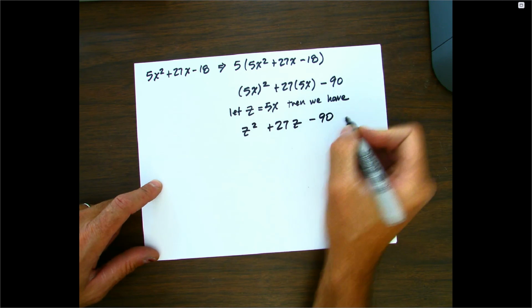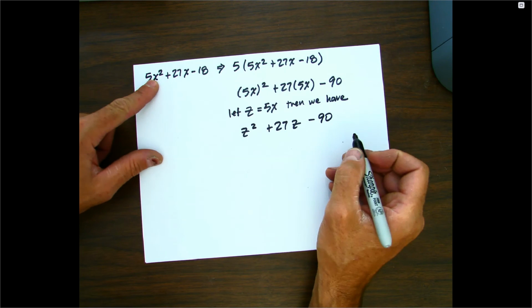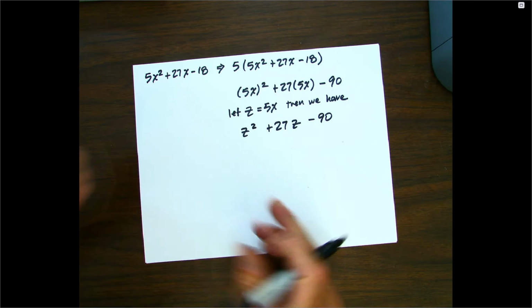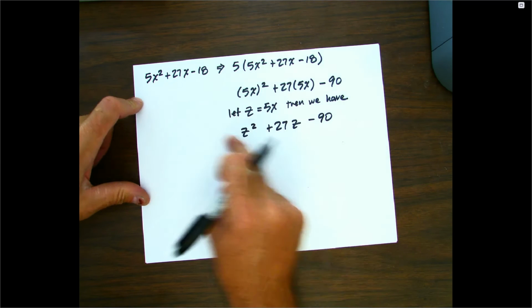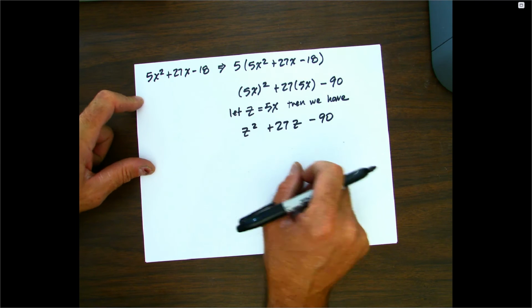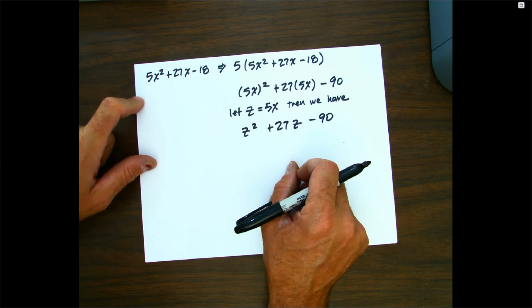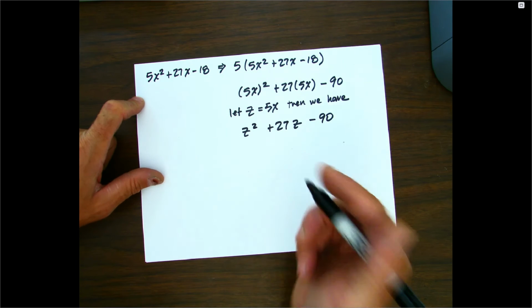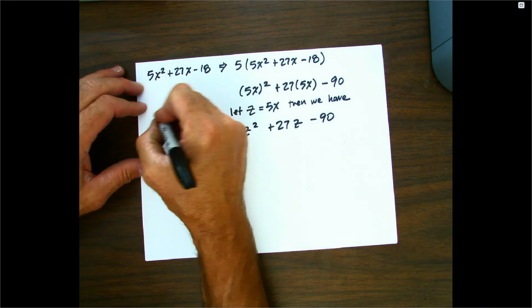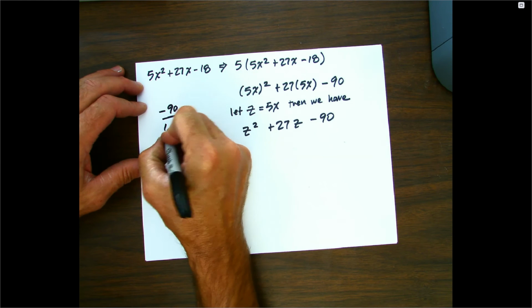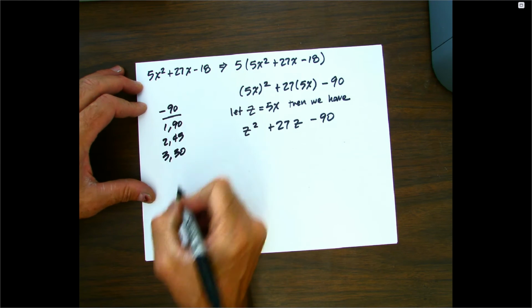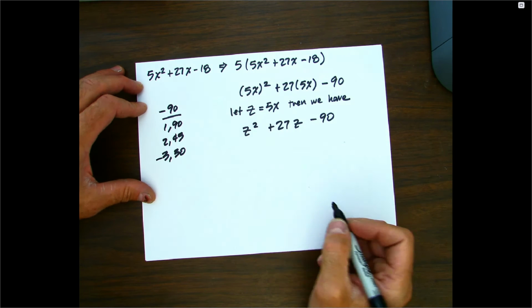So I think this is a pretty engaging, convincing thing. Students will see this and say, oh yeah, I know how to do that. The only thing you have to do is teach them how to get there through this unique substitution. Let's see how it plays out. Of course, it's negative 90, so we're looking at 1 and 90, and 2 and 45 again. We'll end up with 3 and 30. We want a positive 27, so it's a negative 3. So this is z minus 3, this is z plus 30.